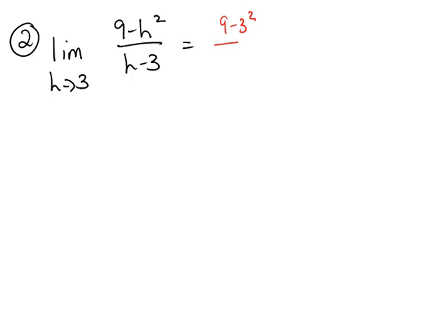Okay, we're going to do some even problems in section 2.5. Number 2 says the limit as h goes to 3 of (9 minus h squared) over (h minus 3). We want to do these algebraically, so if you do a direct plug-in, you get (9 minus 3 squared) over (3 minus 3), which is 0 over 0, so that is an indeterminate form.